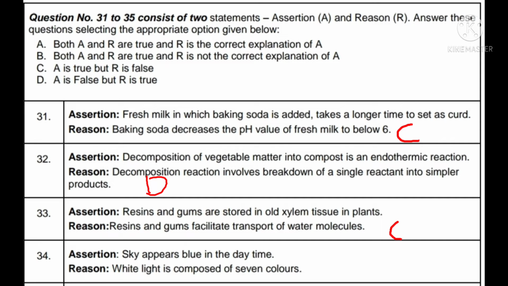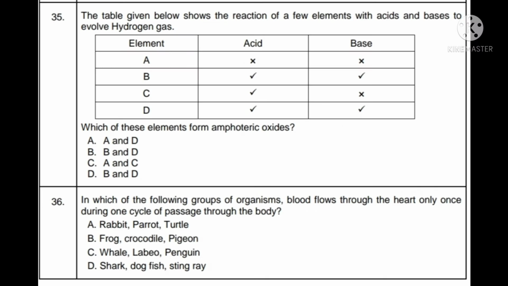Question number 34. Assertion: sky appears blue in the daytime. Reason: white light is composed of 7 colors. Here the correct option is option B. That is, both A and R are true and R is not the correct explanation of A.